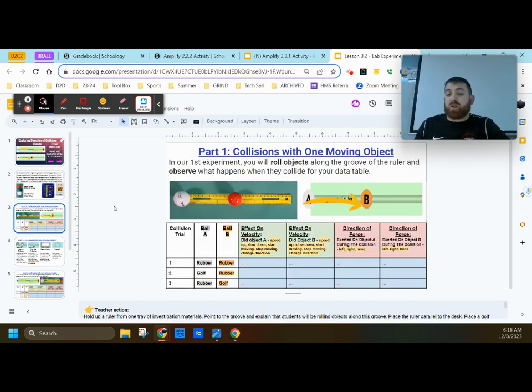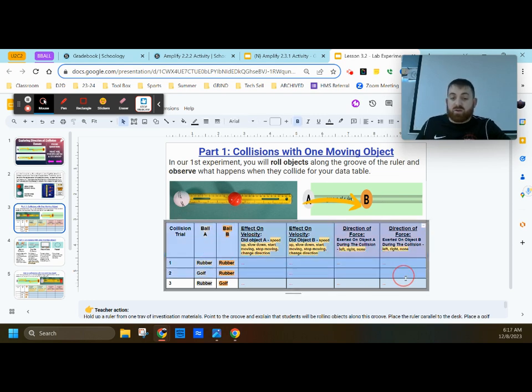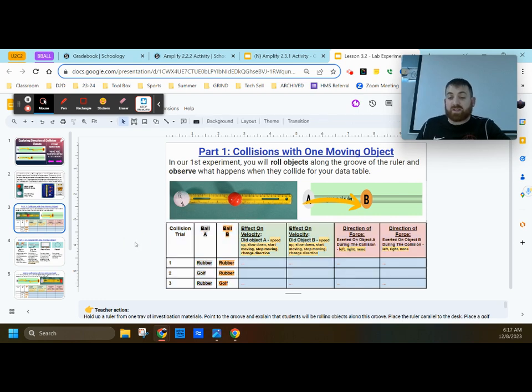In our first experiment, you're going to be rolling the golf ball along the groove in the ruler. So that would be that kind of middle section here. And you're going to observe what happens when it collides with the object in the middle. So as you roll one object towards the other, you're going to create a collision with object A and B, and that collision needs to stay on the ruler. When you create that collision, you're going to see that we have a data table down here where you're going to collect your velocity and direction of force data.